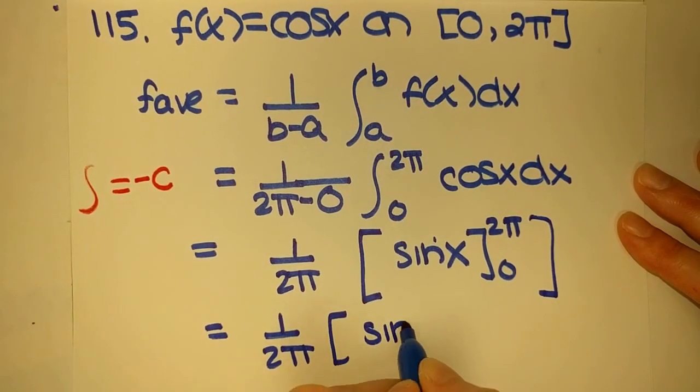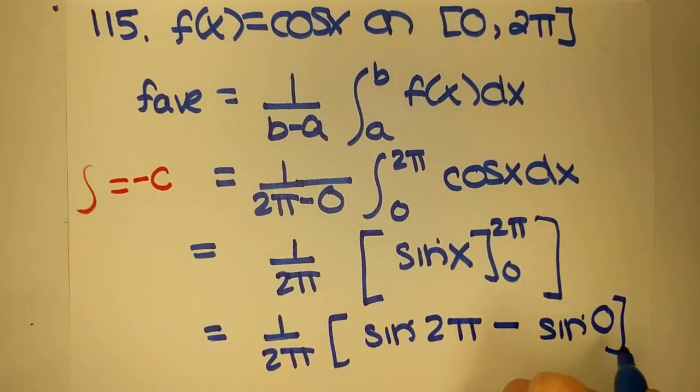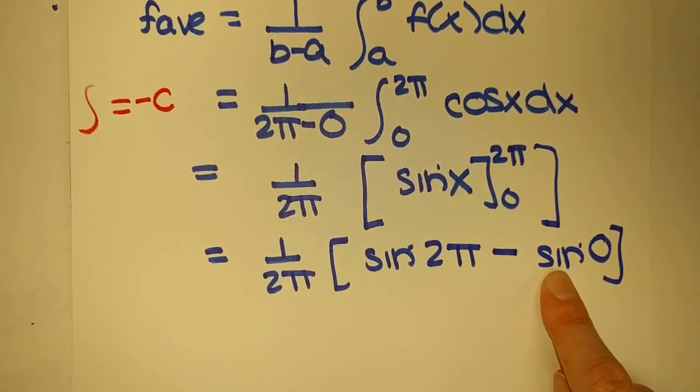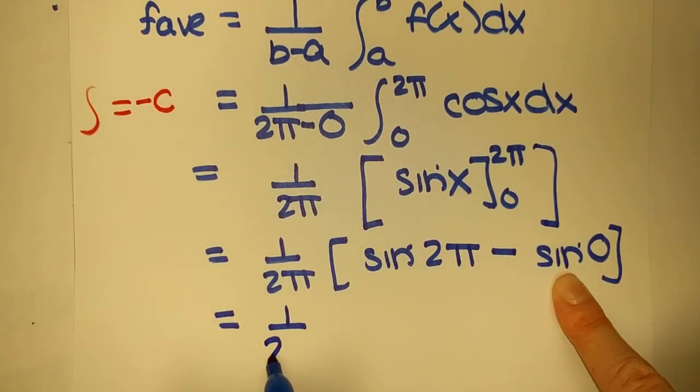So we'll have sine of 2 pi minus the lower bound plugged in. And again, I'm not making a super big deal about the fact that I have to put brackets around this because it is just one term, so the brackets are optional. So we have 1 over 2 pi.